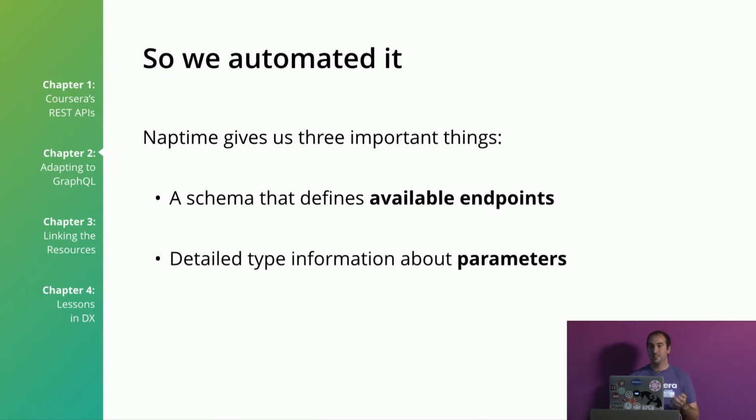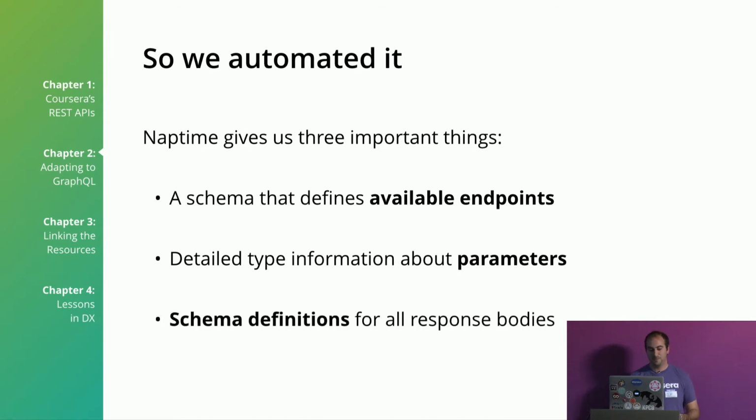It also tells us a lot of the input parameters. So the course resource will have a by slug finder that takes in a slug parameter that's a string. So we get all that detailed type information. And lastly, we get schema definitions for all of the response bodies. So everything that comes back from that API, we have a schema that defines the type.